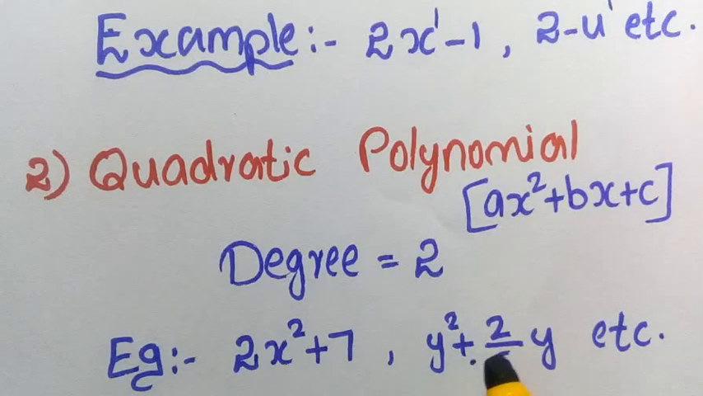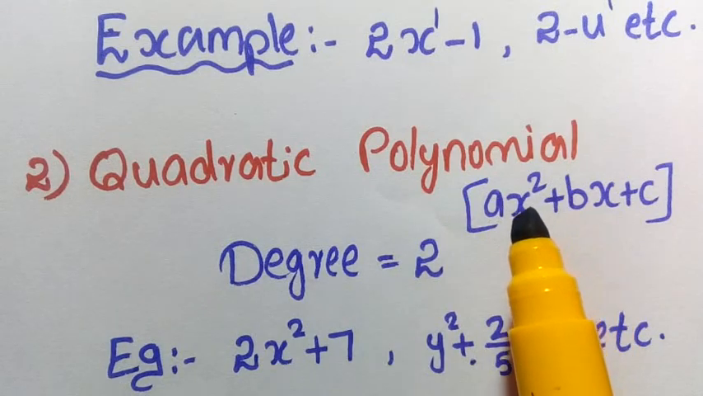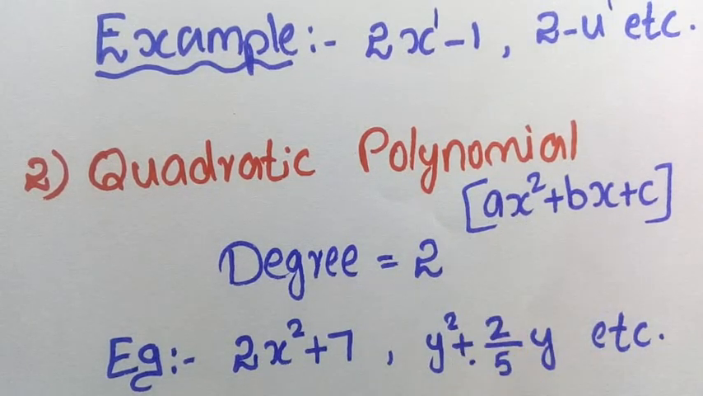In y square plus 2 by 5y, the highest power of the variable y is 2. So the degree of this polynomial is 2. So y square plus 2 by 5y is a quadratic polynomial, etc.